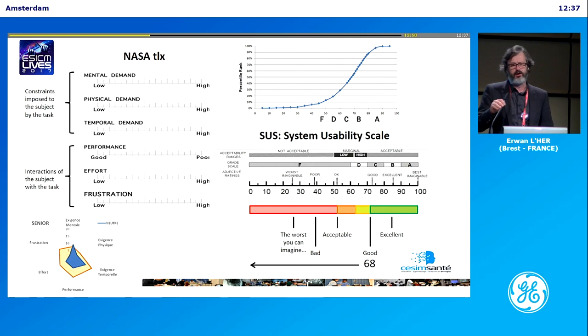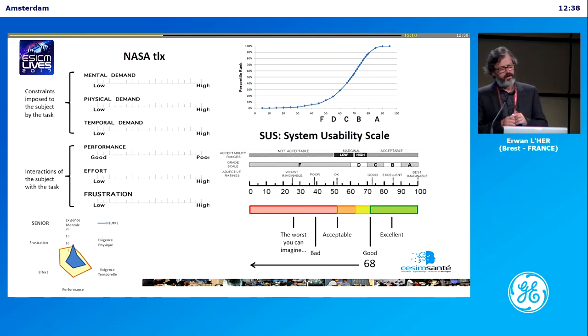NASA TLX is a psychocognitive scale that was launched in the early 1980s by NASA to evaluate spaceship interfaces. There are three dimensions that are focused on the constraints imposed on the subject by the task, and three other dimensions that are imposed on the subject because of their interaction with the task. We can get a global evaluation of the mental workload, but we can also look at the very different and separate dimensions.